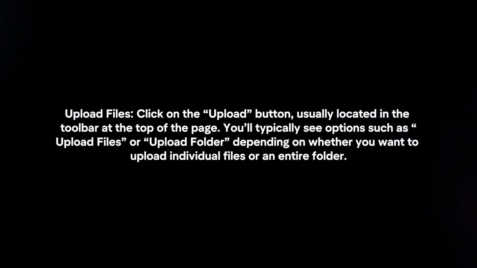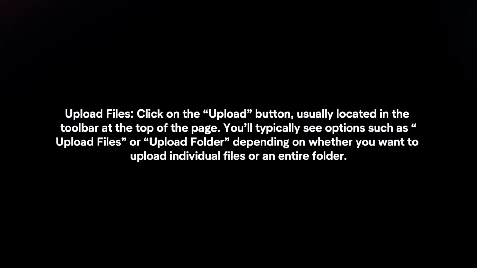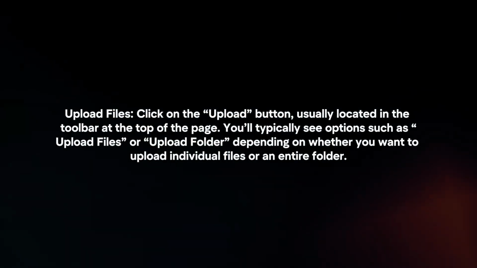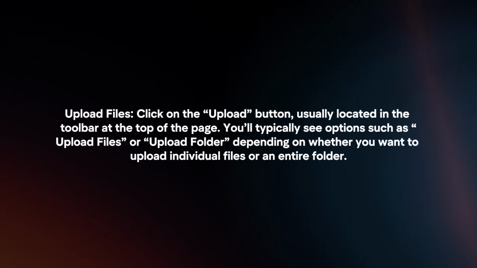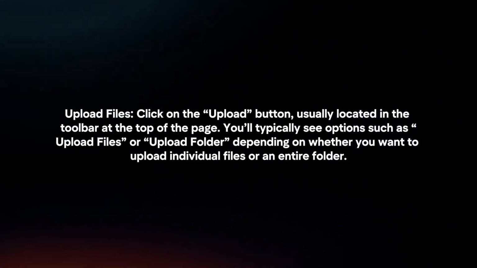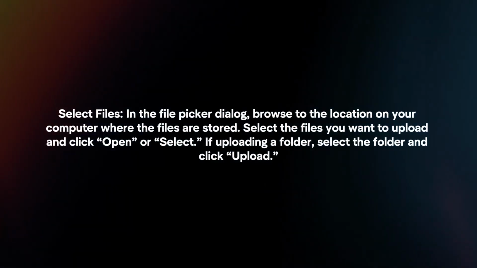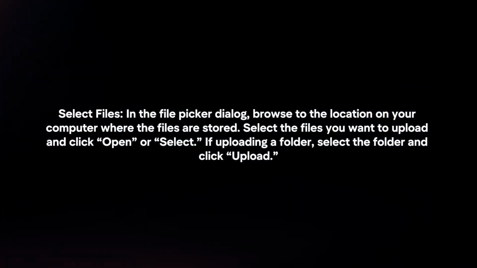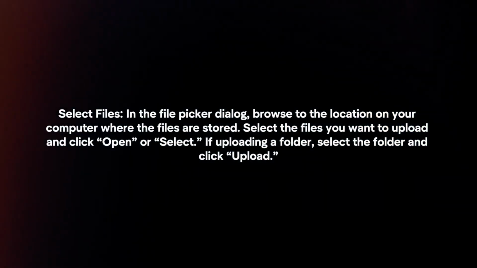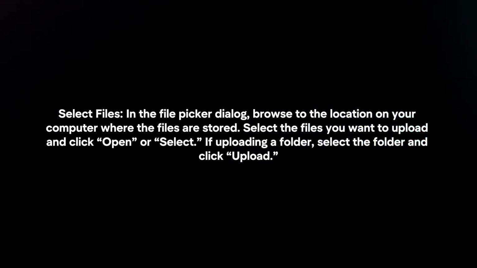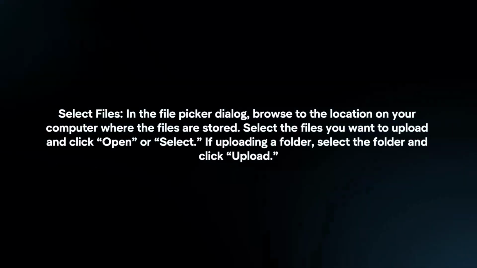Upload files. Click on the Upload button, usually located in the toolbar at the top of the page. You will typically see options such as Upload Files or Upload Folder, depending on whether you want to upload individual files or an entire folder. Select Files. In the File Picker dialog, browse to the location on your computer where the files are stored. Select the files you want to upload and click Open or Select. If uploading a folder, select the folder and click Upload.